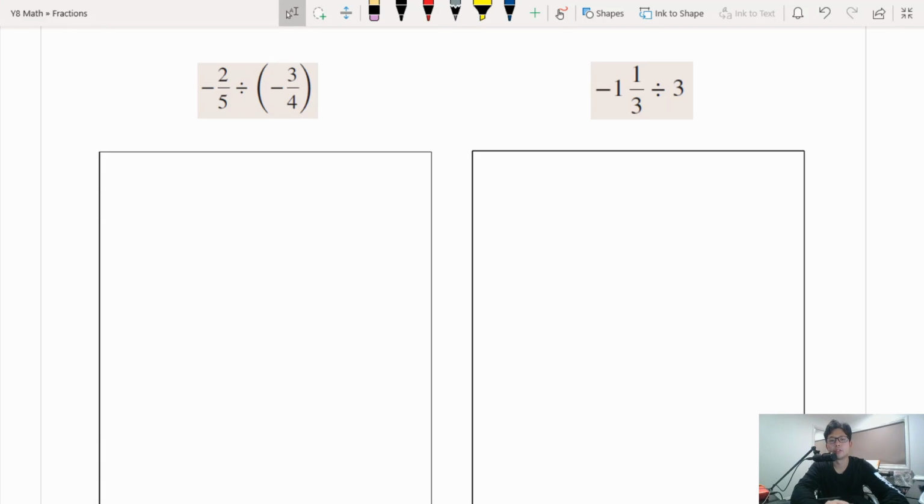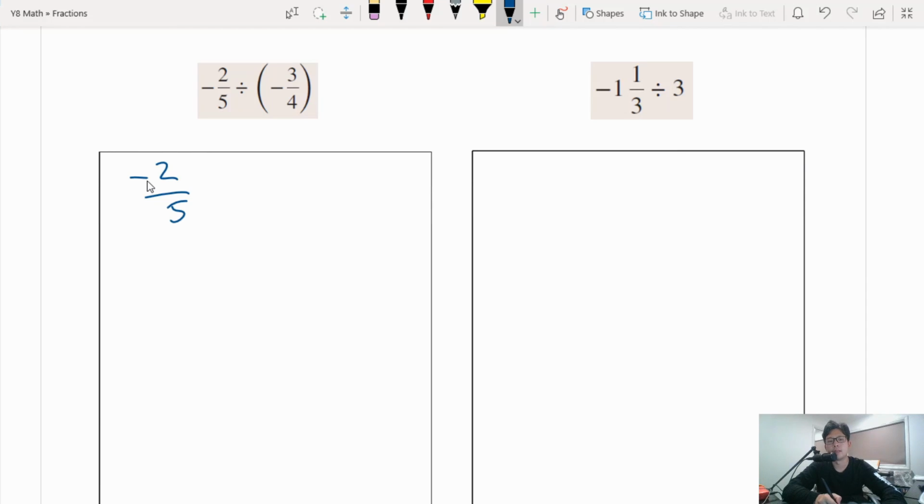Alright, now moving on to division with negative fractions. Remember, the same rules apply. So we have two negative fractions here. That means our final answer will be a positive fraction. So we have negative 2 over 5 divided by negative 3 over 4.